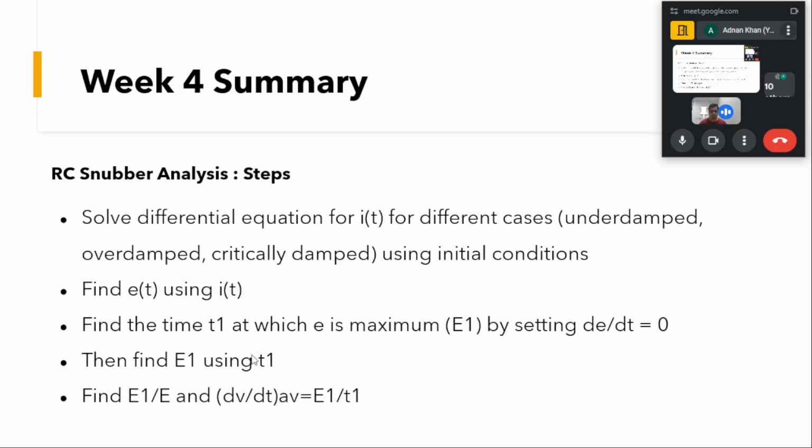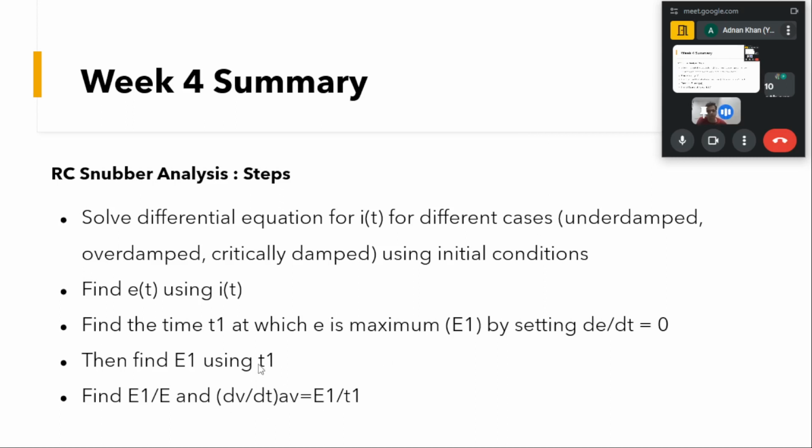So when we are able to find E1, then we find E1 by E, that is the normalized value, because E is the steady state value, and the ratio of E1 to E will give us the peak to which the voltage will go across this device. Let us say this E1 by E is equal to 2. That means if the rated voltage that will come across this device is 100 volts, then the peak voltage across this device will go to 200 volts, and so on and so forth.